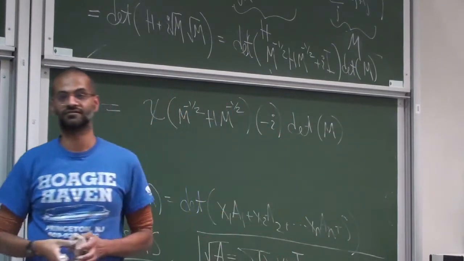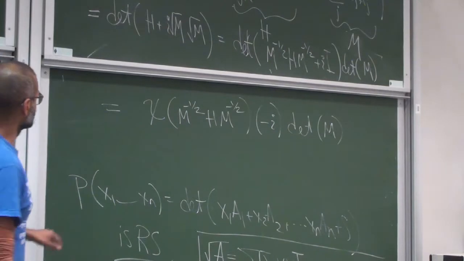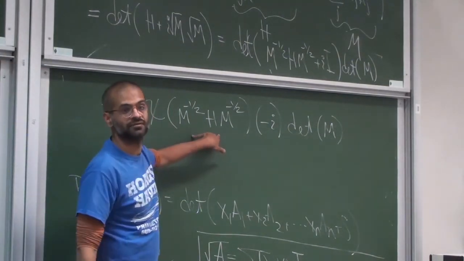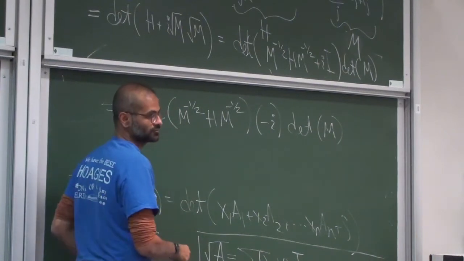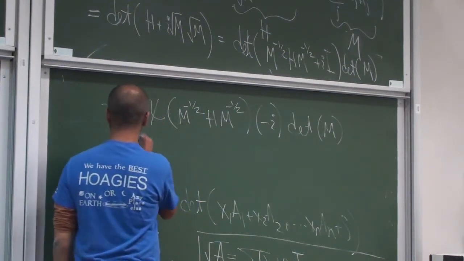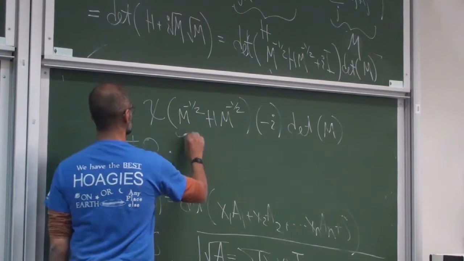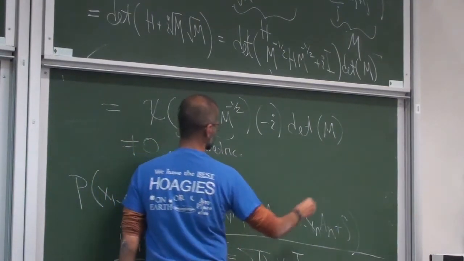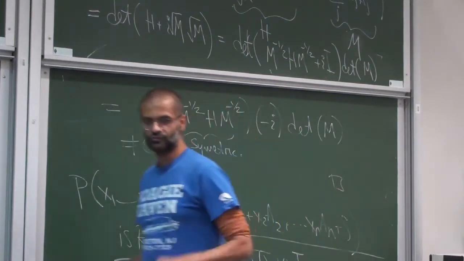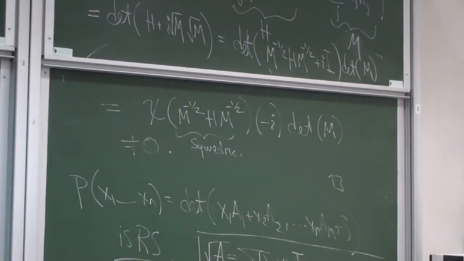Which is not 0, by the way, because it's invertible. Okay, but that's a symmetric matrix. The eigenvalues of a symmetric matrix are real. So this is not 0, because this is symmetric. Okay? So that's the most important example. So are there any questions about this?